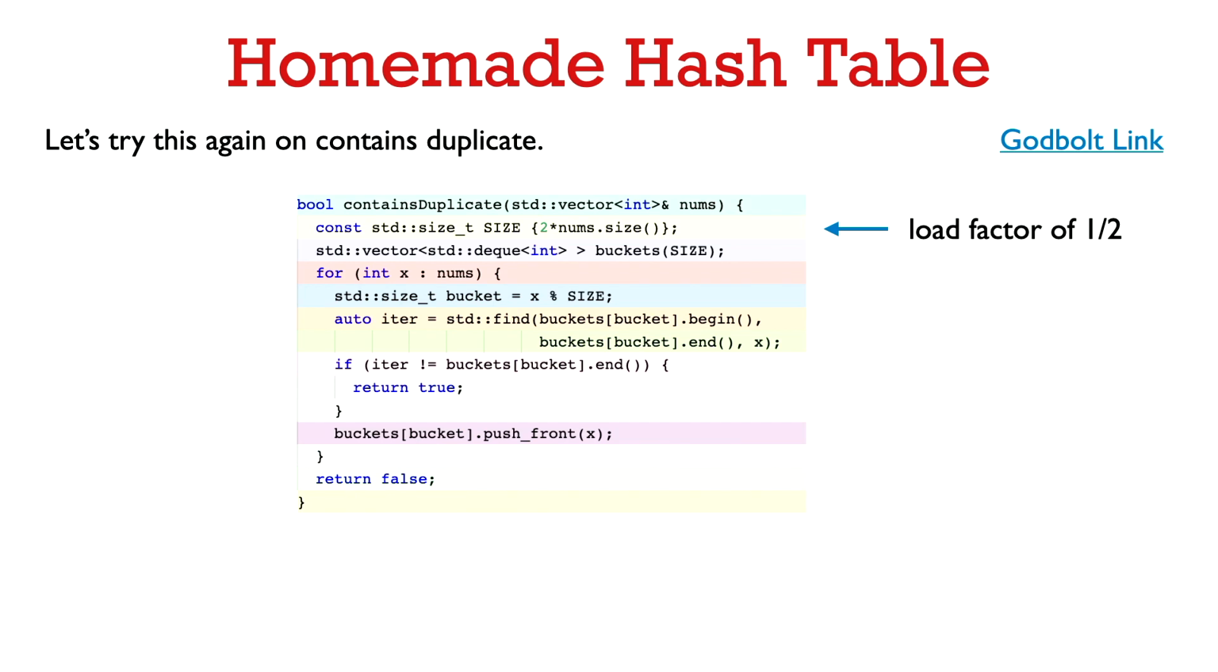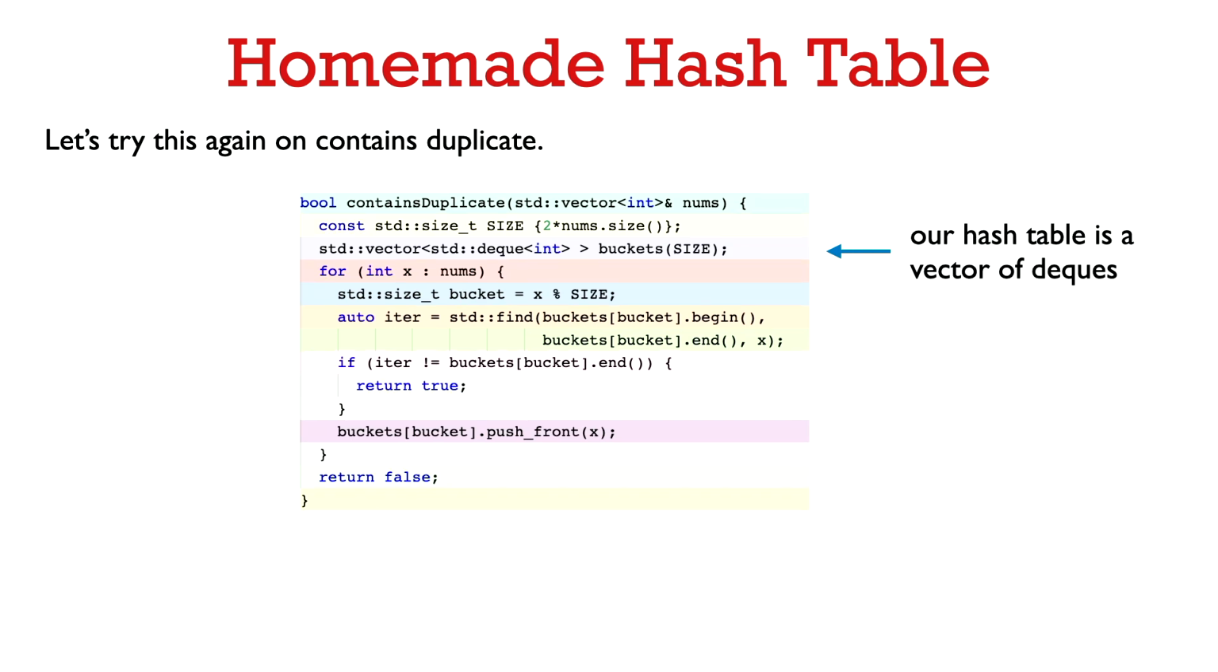So let's try out our little homemade hash table on the contains duplicate problem. Here we're going to use a vector of size twice the number of integers that we want to store. This is going to give us a load factor of 1/2 after all the elements of the input nums are inserted into our hash table. Each bucket holds a deque, so our underlying data structure is a vector of size many deques.